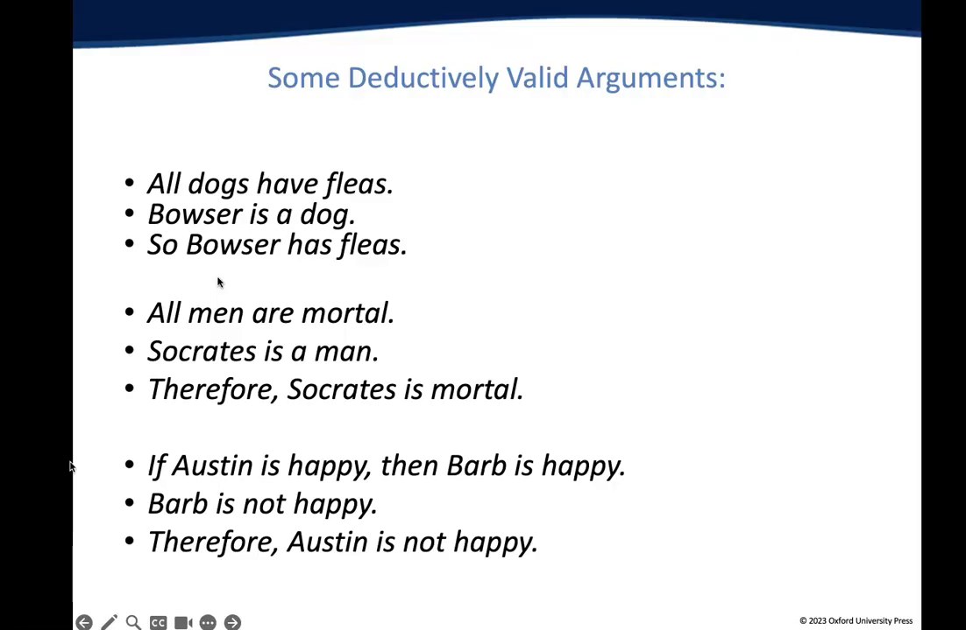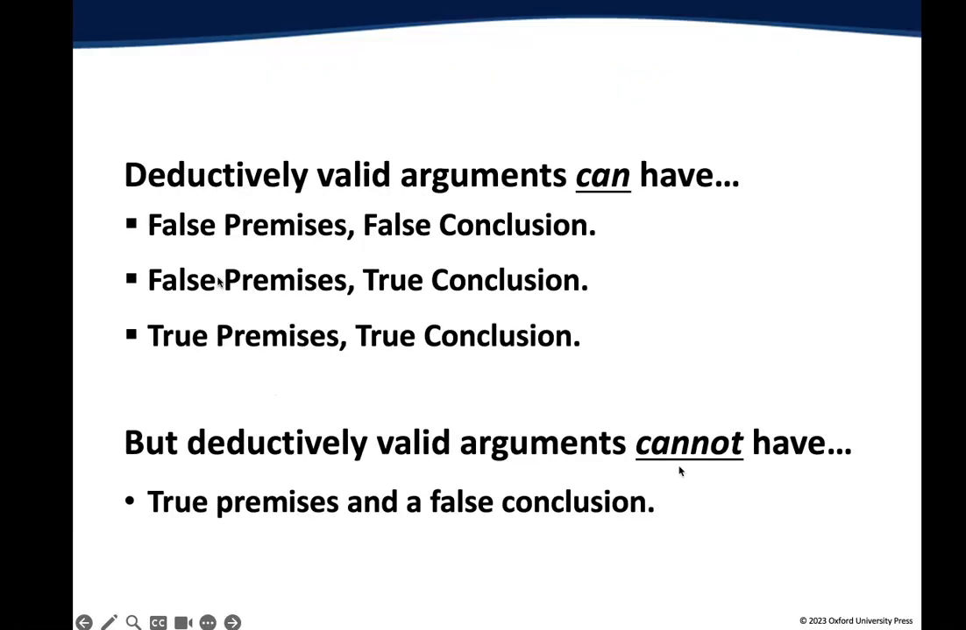So you can read over those deductively valid arguments, and we're going to use those arguments a little bit as we talk about some of the things that we can see with deductively valid arguments. Deductively valid arguments can have false premises and a false conclusion and still be considered deductively valid. They can have false premises and a true conclusion, again, and still be considered deductively valid, but they can finally have true premises and a true conclusion and be deductively valid.